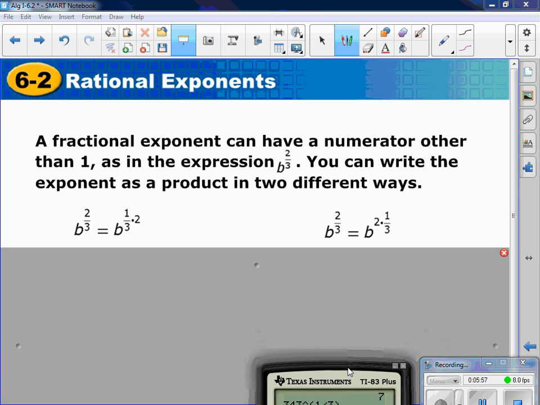All of those original ones we did were 1/3, 1/4, 1/5. But you don't always have that. So I have b to the 2/3 here. I can take b to the 2/3 and write it two different ways. 2/3 really means 1/3 times 2, or I could write it as 2 times 1/3. Do you understand how 2/3 gets broken apart? I didn't do anything. I just broke it apart.